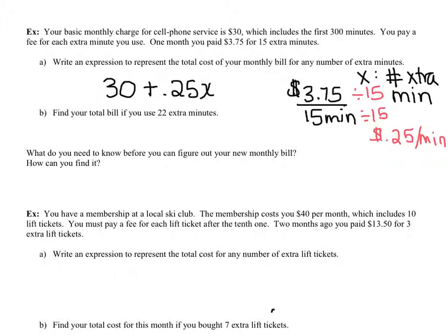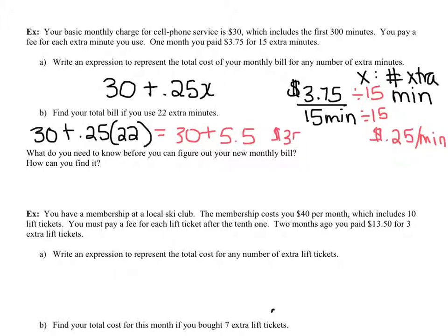Now to find the total bill if you use 22 extra minutes, we take our expression, 30 plus 0.25x, but now we know that the number of extra minutes is 22. Follow order of operations. So that gets us 30 plus 5.50, because that's 25 cents times 22, which would be a total cost of $35.50.